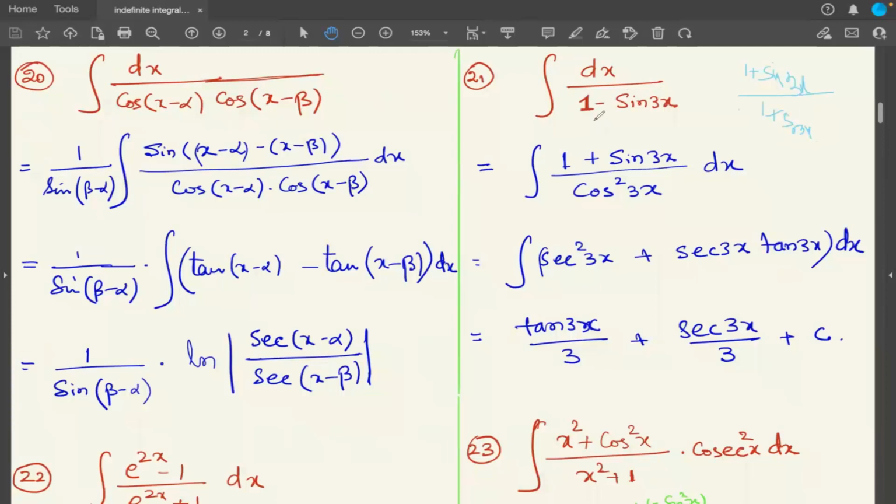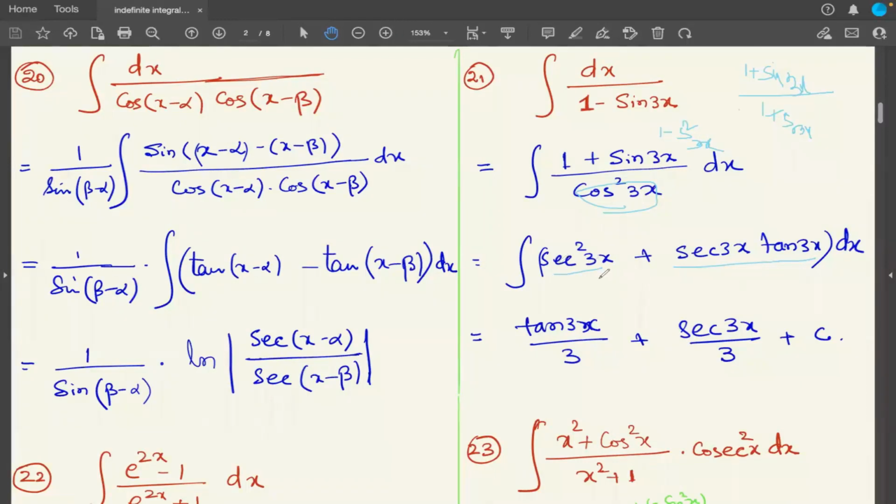We know this is of the form a minus b into a plus b, which turns into a square minus b square. So it converts into 1 minus sine square 3x, which is cos square 3x. When we divide, we get sec square 3x plus sec 3x tan 3x. This converts into a favorable integral, because we know the integral of sec square x is tan x.